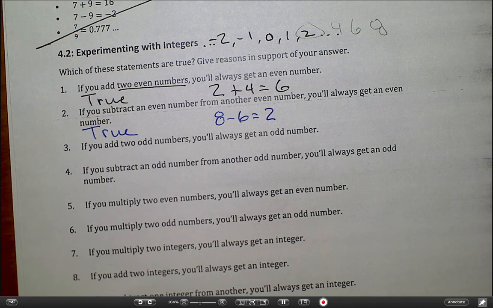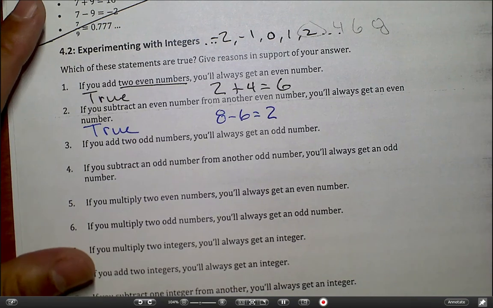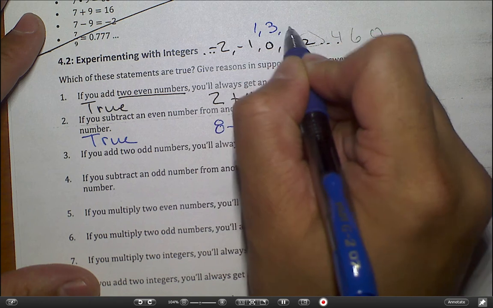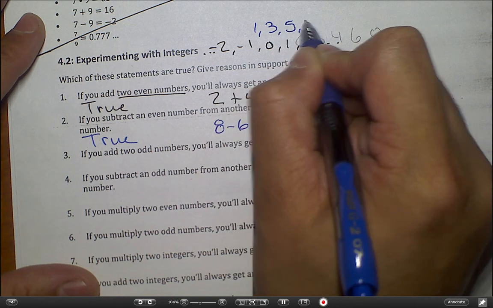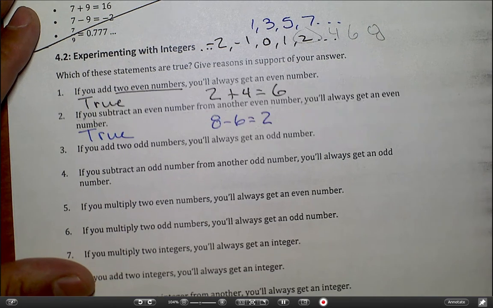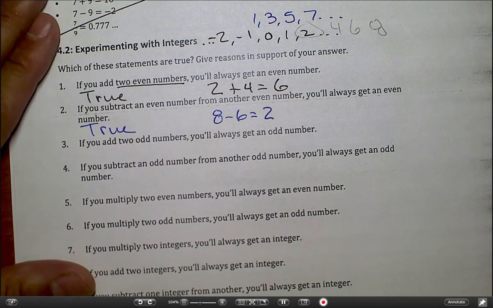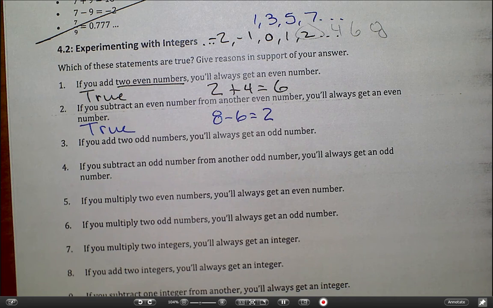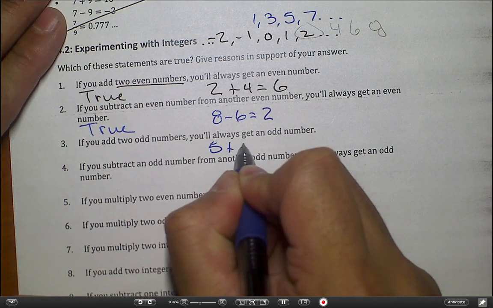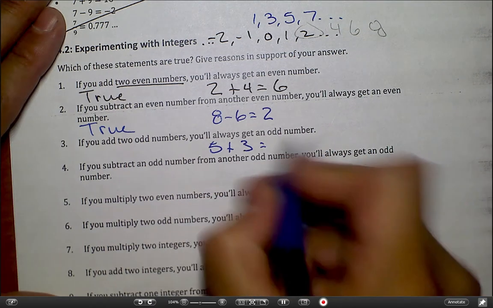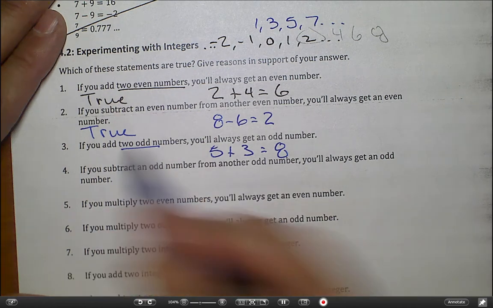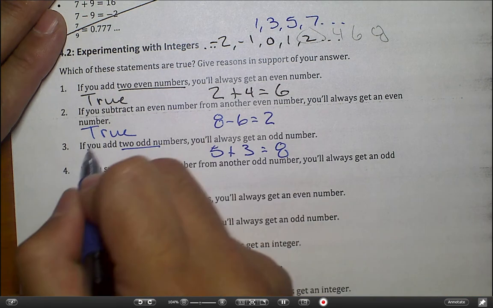If you add two odd numbers. So now what is the example of odd numbers? 1, 3, 5, 7, right? Okay. So if you add two odd numbers, you'll always get an odd number. False. Give me an example. 5 plus 3 is, because we're adding odd numbers, right? So we're adding odd numbers. So is this true? False.